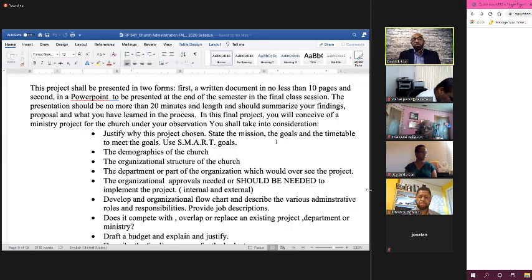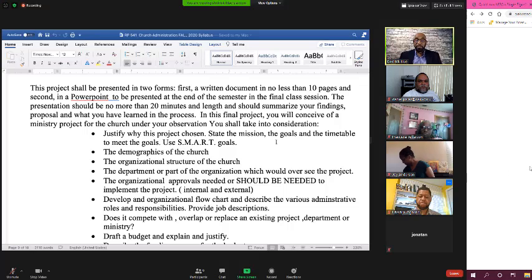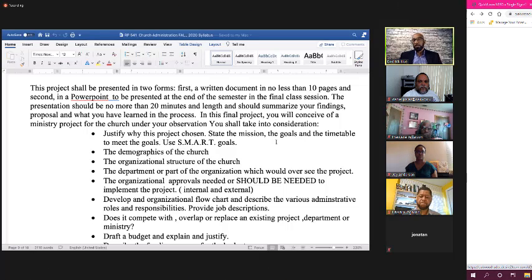Who is going to be responsible? What department is going to oversee this? Is there some sort of overlap between that and another department? What organizational approvals will be needed? So is this just something that one person can do on their own, or do they need a vote from the department? Do they need a vote from the church? Will it require them to have a vote from the board? Will it require conference approval? Will this project require approvals from the city or some other external agency? So I want you to think about that as well, right?